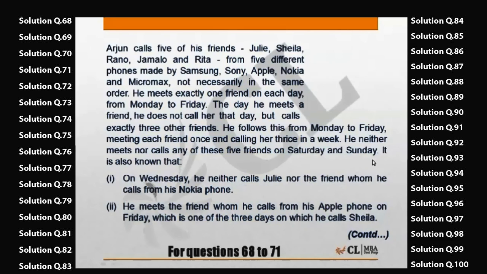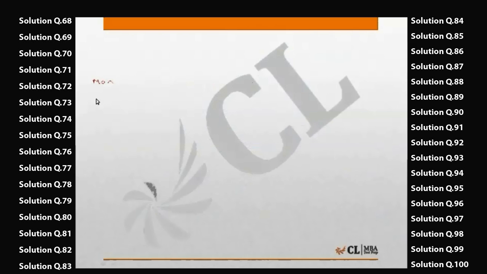It is also mentioned that he calls each friend from a different phone, namely Samsung, Sony, Apple, Nokia and Micromax. To prepare a table, I'll keep the days in the rows: Monday, Tuesday, Wednesday, Thursday and Friday, and the name of the friends at the column: Julie, Sheila, Rano, Jamalo and Rita.